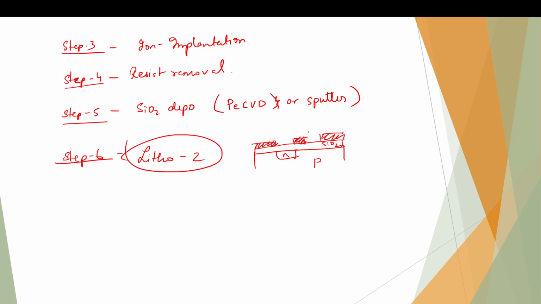So it is open at these two positions. So now once I do the etching step, etching will remove these regions, right? So now I will have N, P, and there is SiO2 only here. So till here now we have made.